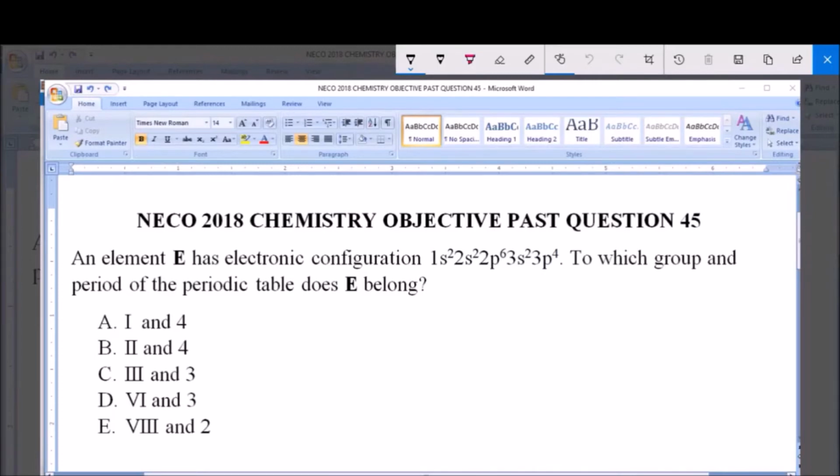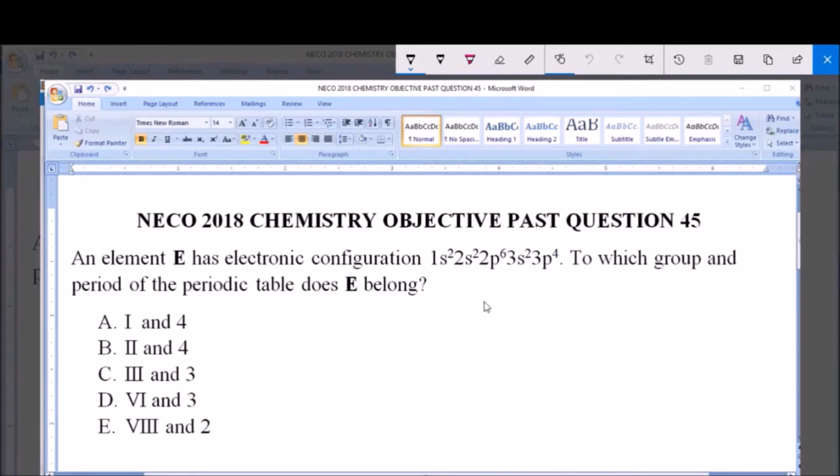I will be answering NECO 2018 Chemistry Objective Past Question 45. An element E has electronic configuration 1s2, 2s2, 2p6, 3s2 and 3p4. To which group and period of the periodic table does E belong? The options are A, group 1 and period 4, B, group 2 and period 4, C, group 3 and period 3, D, group 6 and period 3, and E, group 7 and period 2.